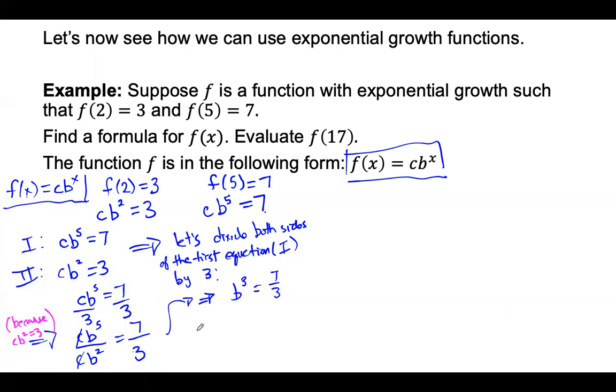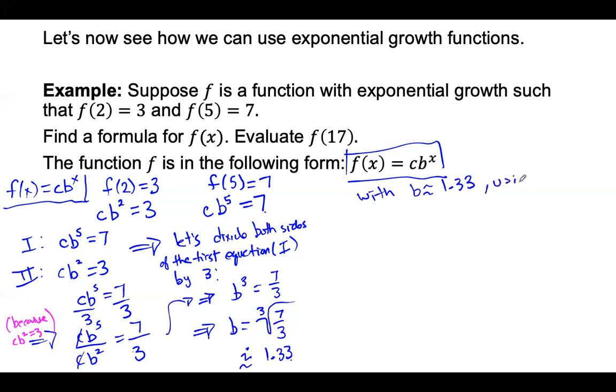Then you can take the cube root and get B is equal to the cube root of 7 over 3. And then you could calculate this with a calculator, get 1.33. So that's part of it. I have to write over here. So we just found what B is in this, but we still have to find what C is. So we have B is approximately equal to 1.33.